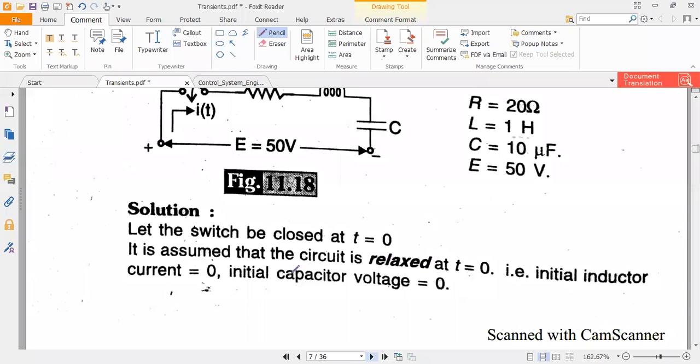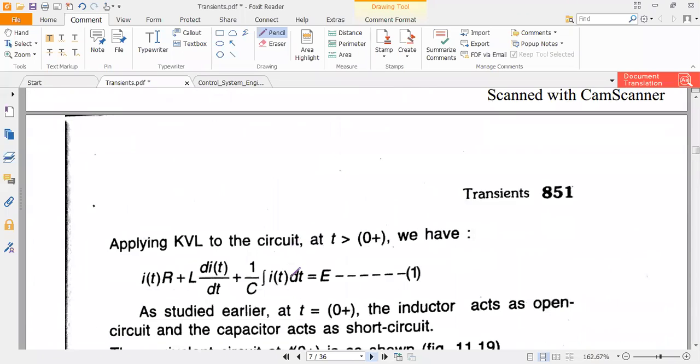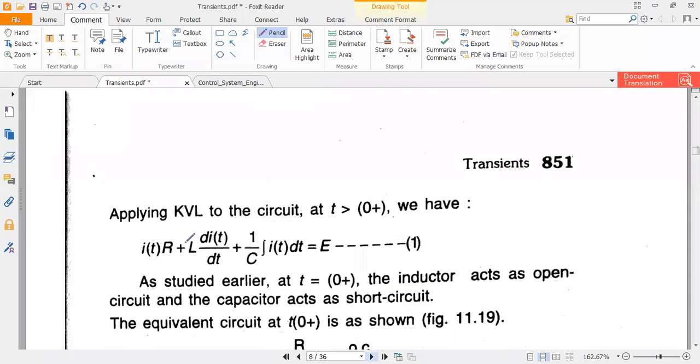It is assumed that the circuit is relaxed at t = 0. So the initial inductor current is 0 and the initial capacitor voltage is also 0. Then apply KVL to the circuit at t greater than 0+, because at t = 0+ the current is 0 and the capacitor voltage is 0, which means it is a pure resistive network.